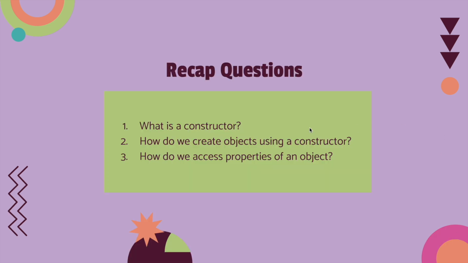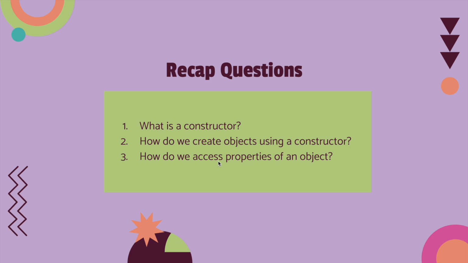Some quick recap questions. First, what is a constructor? Go ahead, pause the video, think about that, and resume when you're done. A constructor is a template for objects. Next, how do we create objects using a constructor? Once again, pause the video, think about it. You can create an object using a constructor by saying var object name is equal to new constructor name, and then passing in any parameters you have inside of the parentheses, and always ending the line with a semicolon.